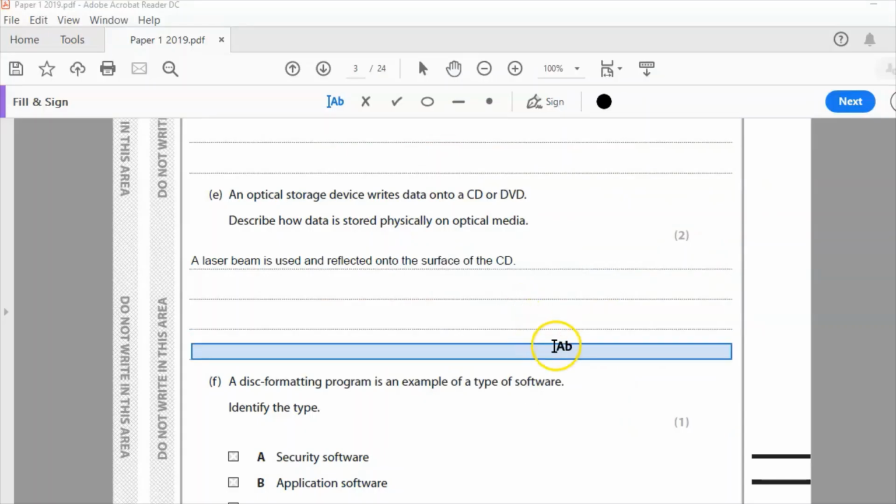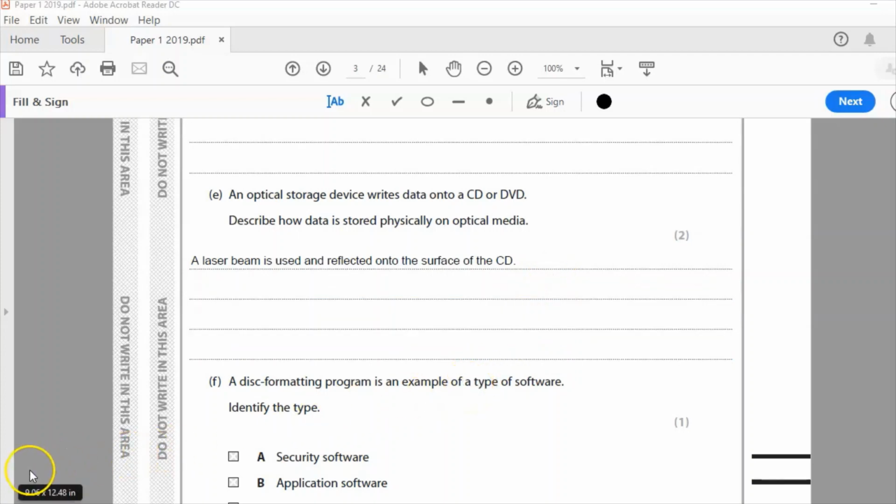So I'll start my answer here. A laser beam is used and reflected onto the surface of the CD, to represent ones and zeros, and reflected back to a sensor when a laser is shined on them.